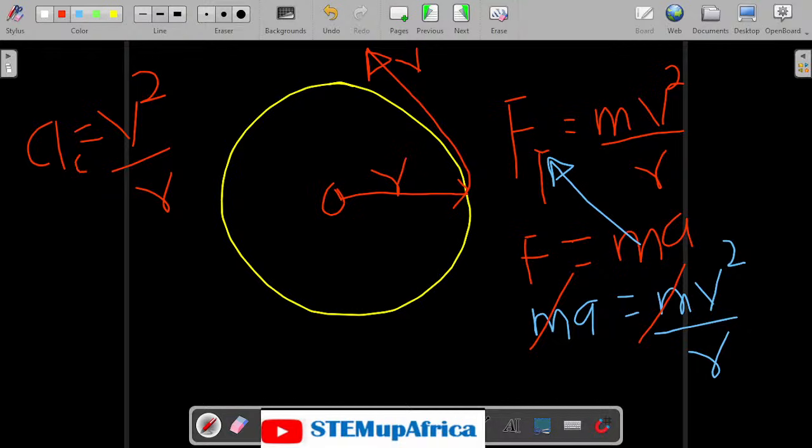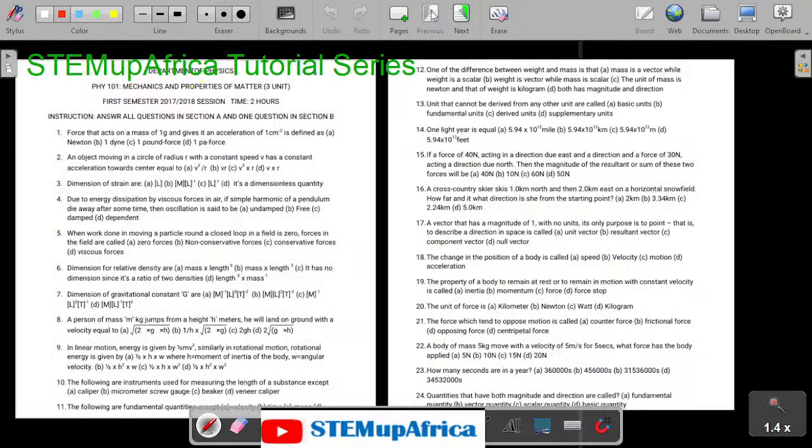That is the value for the centripetal acceleration, which happens to be in option B, v squared over r. So the answer to that question is B. Question 2 is B. Question 1 is B, question 2 is B. So if you are following, then that goes to question 3.